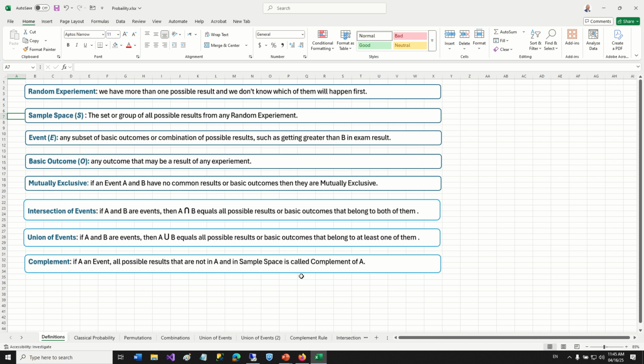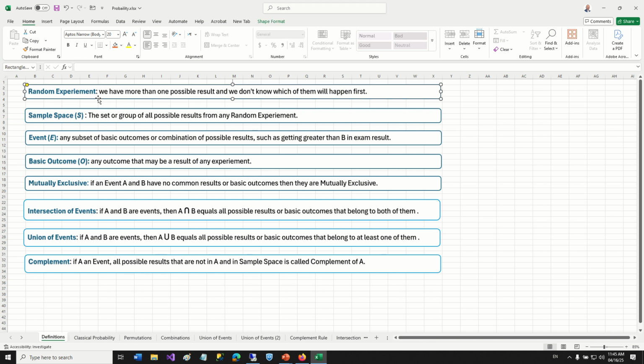This is our lab about basic concepts in probability. In the first sheet of this Excel lesson, we have some definitions about probability.